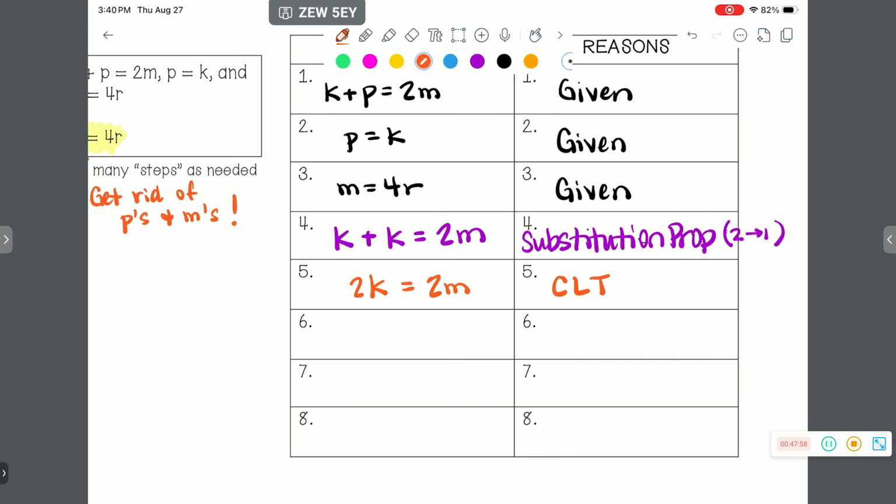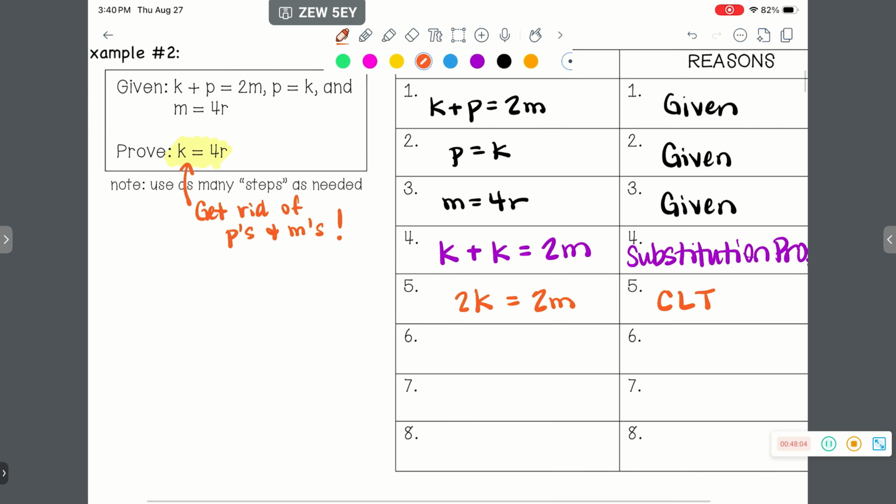What? It's like in the proof, it says K equals 4R. Yeah, but I don't know that. That's what I'm trying to prove. I don't know that K equals 4R yet. You can't use the proof statement to prove this proof statement. You know what I'm saying? Yeah, so we don't know that yet. That's our goal. We're trying to get to that.